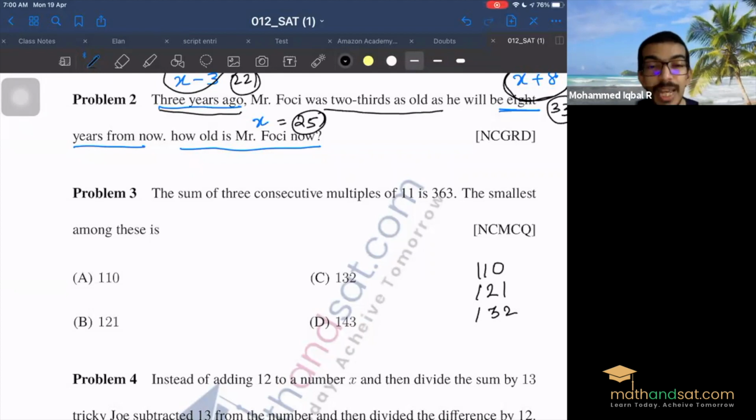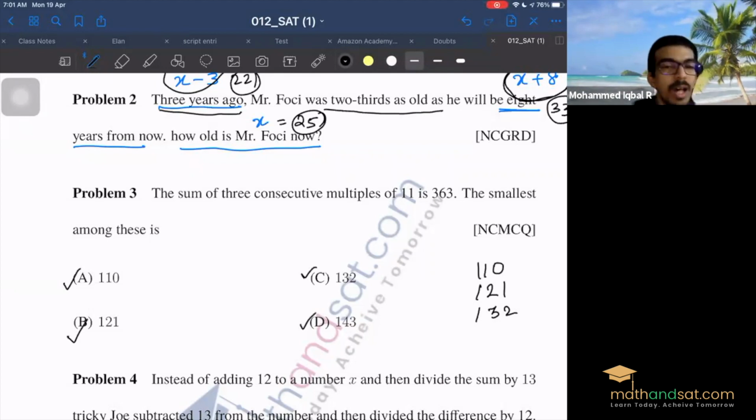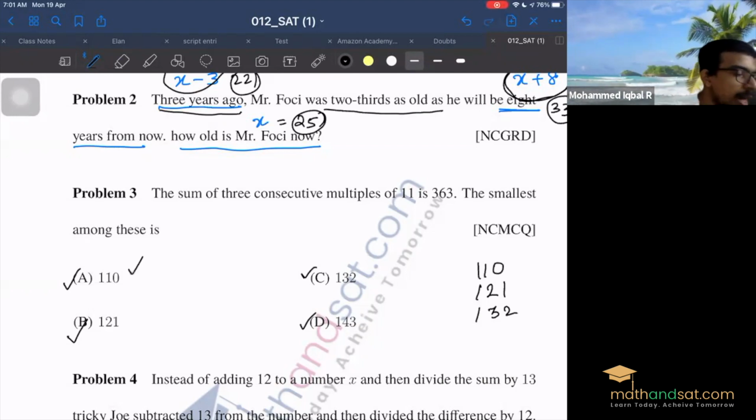Now, interestingly, I've talked about this before. If you see the options, all the options are multiples of 11. The answer has to be a multiple of 11. All the options are multiples of 11. You cannot eliminate any of the options right away. But interestingly, these three numbers are nothing but the numbers we are talking about.